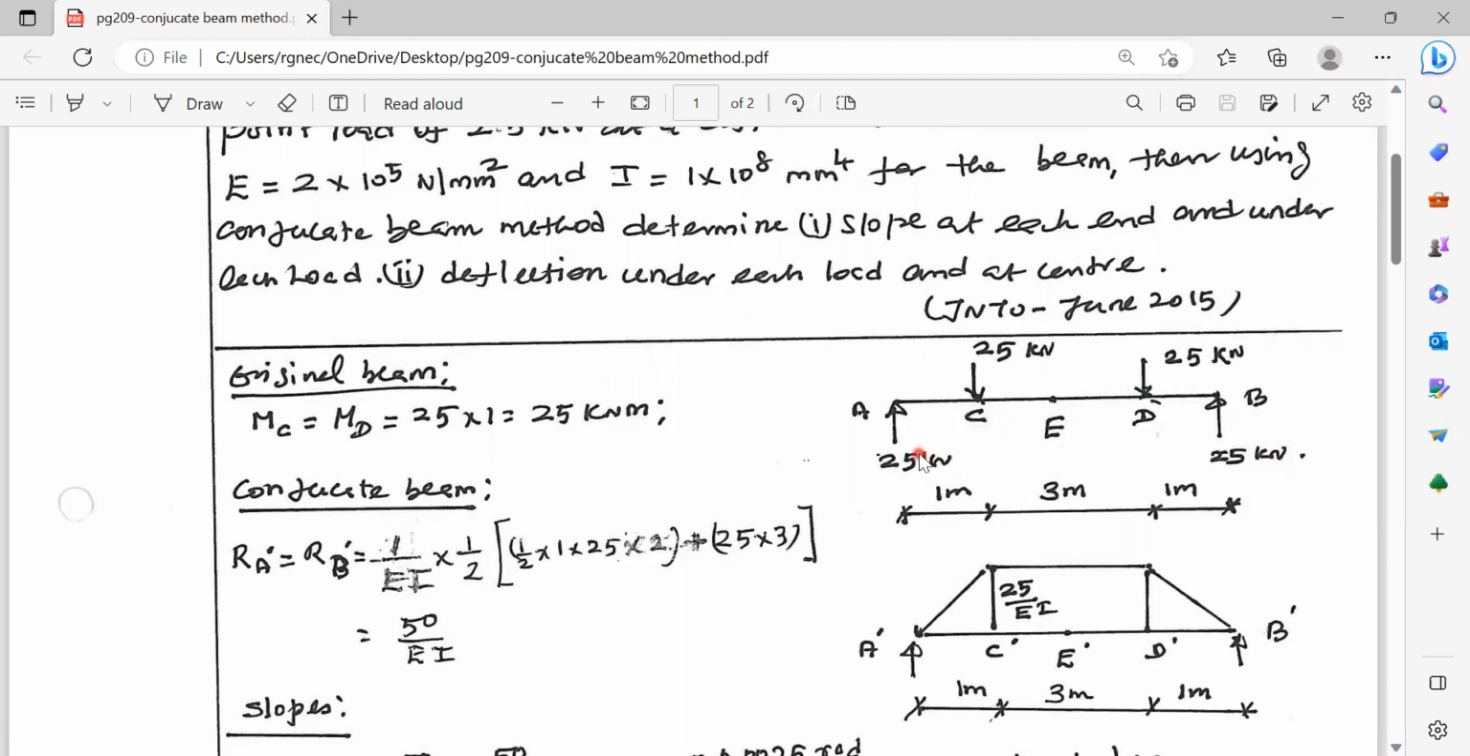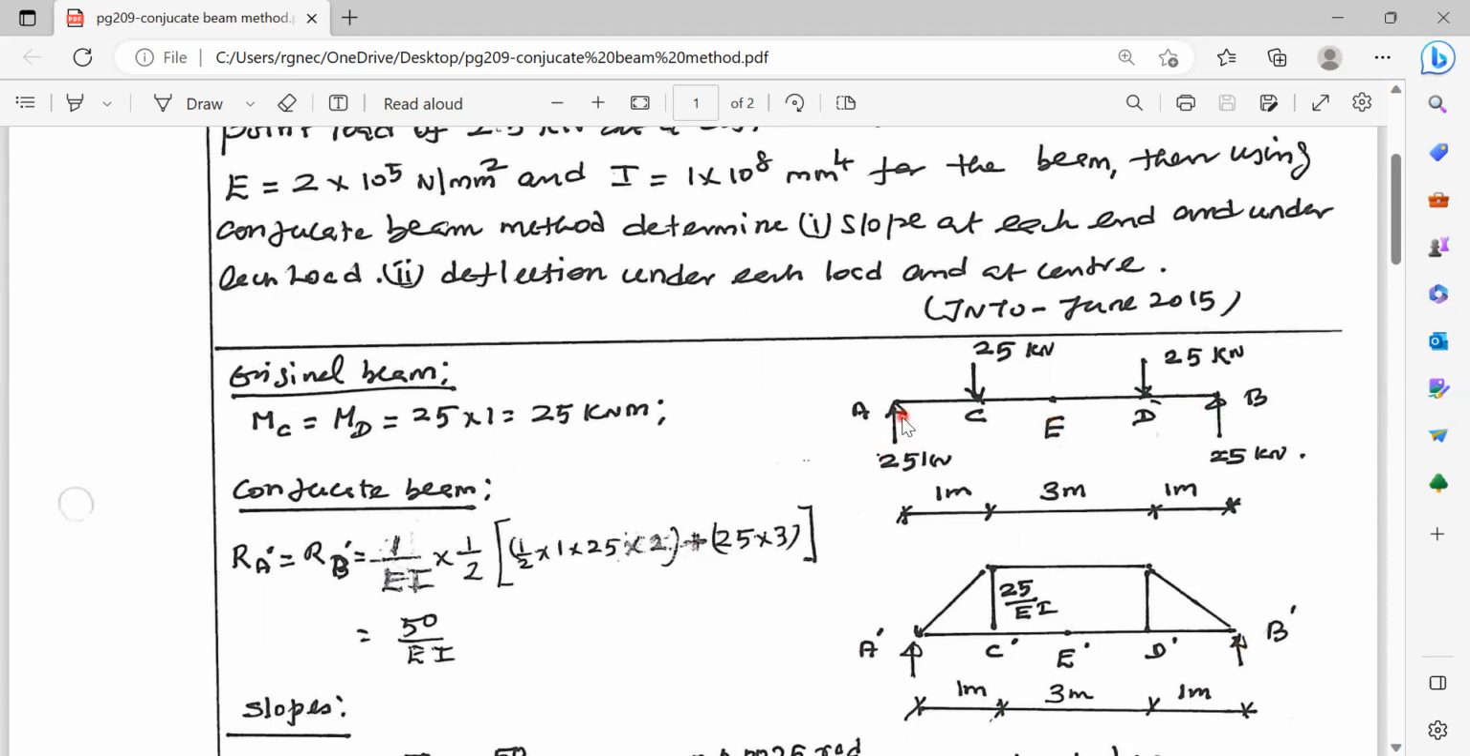And we have to draw the conjugate beam for the given beam. AB is the given beam. A dash B dash is the conjugate beam. That is the corresponding beam. Conjugate beam means corresponding beam. A dash B dash. What about the end conditions?